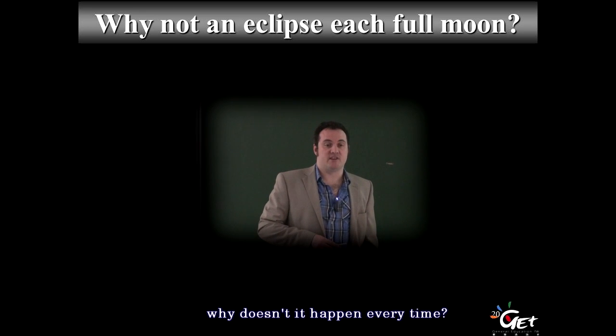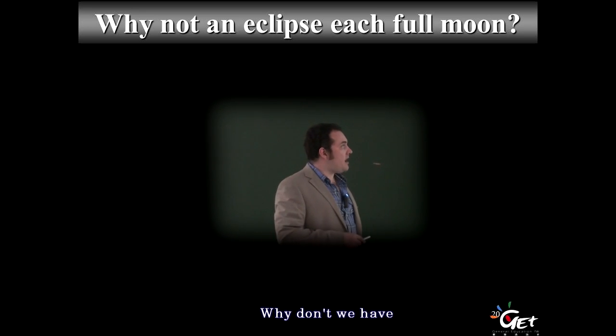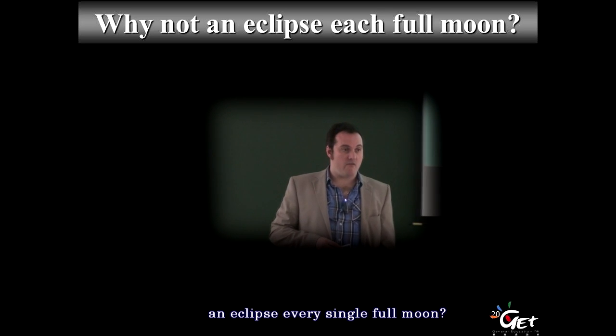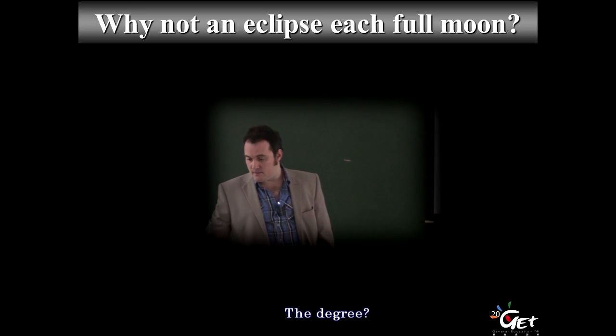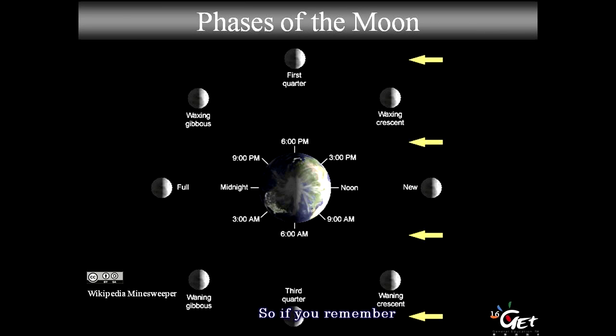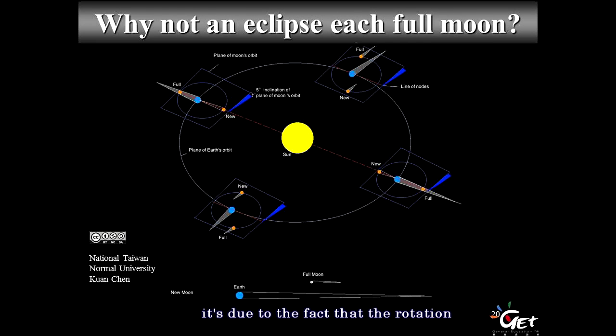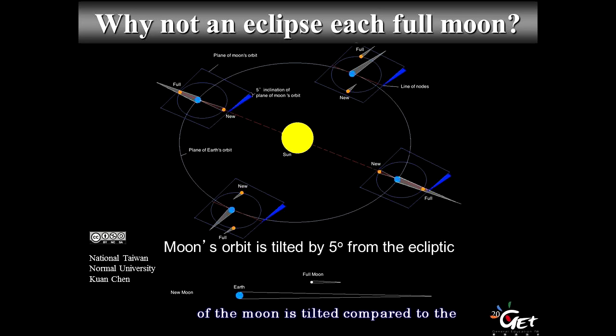Right. So now, the next question is, why doesn't it happen every time? Why don't we have a moon eclipse every single full moon? If you remember, the full moon is when you have this configuration with the moon on the opposite side of the sun, and it's fully lit. But the eclipse doesn't always happen at the same time, and like you mentioned, this is due to the fact that the orbit of the moon is tilted compared to the rotation of the Earth around the sun.